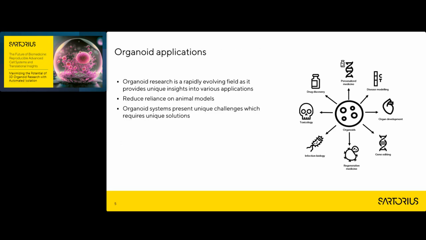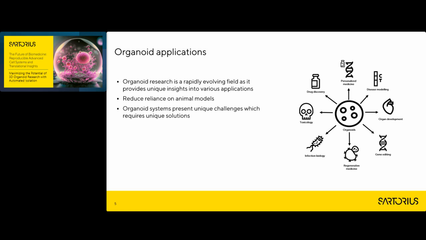Organoid research is a rapidly evolving field that is gaining momentum due to its wide range of applications. Organoids can be used to study organ development, model diseases, test drugs, and even contribute to the fields of regenerative and personalized medicine. One significant advantage of organoid research is its potential to reduce our reliance on animal models. Traditional animal models, while useful, often fail to accurately represent human biology. Organoids derived from human cells can provide a more accurate and ethical alternative for studying human disease and testing new treatments.